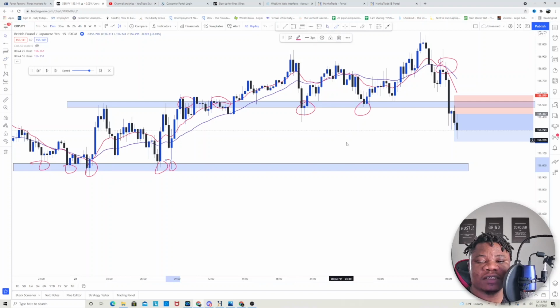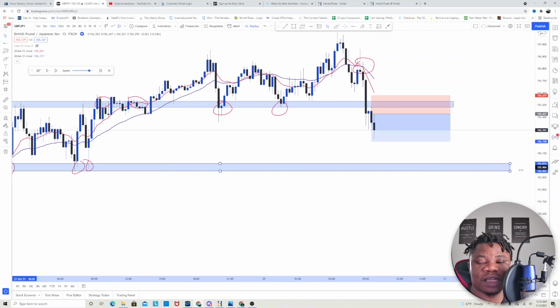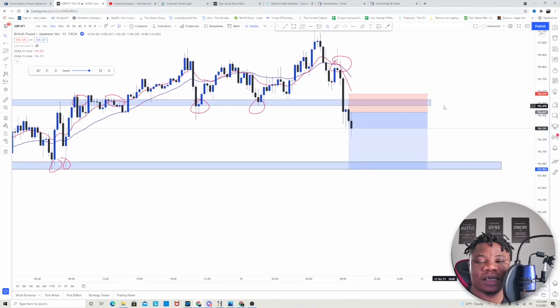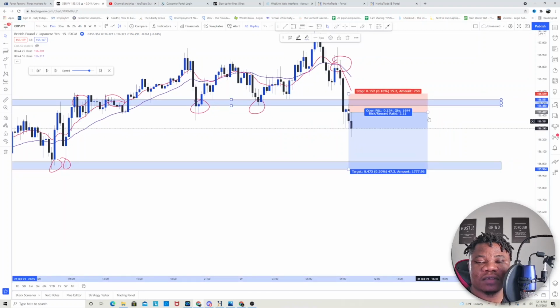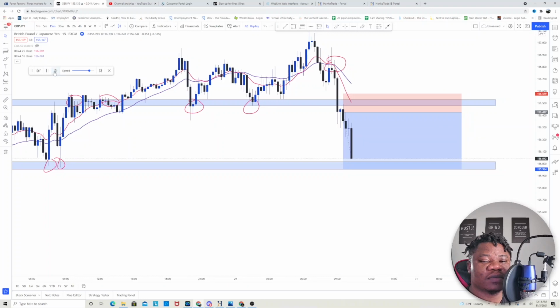So this is our take profit target. We're anticipating that price is going to get to that zone. So we'll have our take profit target all the way down here. We're looking at 47 pips right there. And so now let's actually see how this trade played out. So let's take a look here.